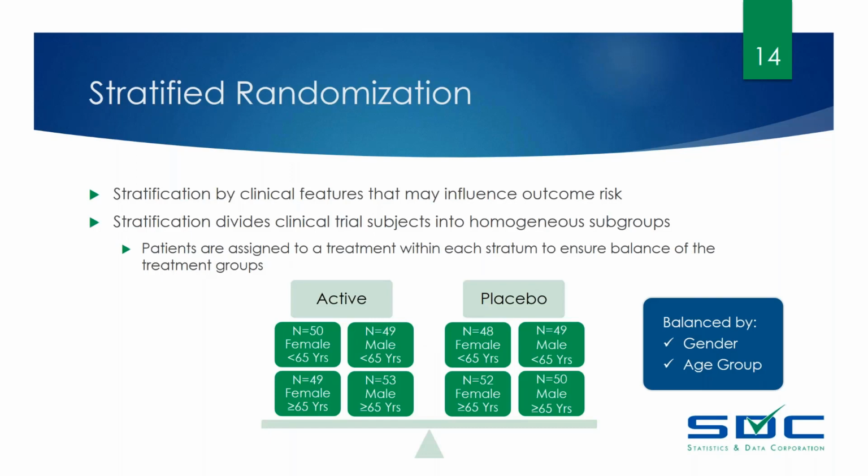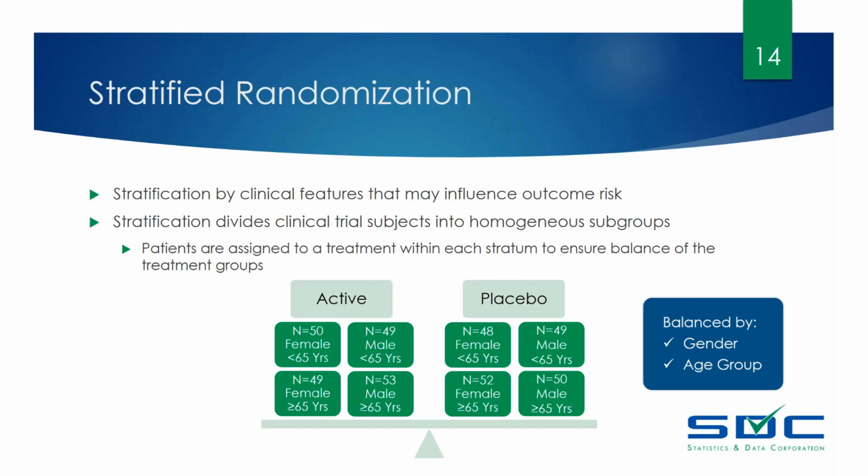Stratified randomization. Stratification may involve clinical features that can influence outcome risk. As an example, a testosterone study may require differing treatment based on sex and age group. It is possible that older men may need more testosterone than younger men, and older and younger females may need less than either group of men and may also differ based on age. By stratifying on these 2 categories, you divide the clinical trial patients into 4 homogeneous subgroups. Randomized treatment assignments would occur within each of these 4 strata to maintain balance between treatment groups within each stratum.